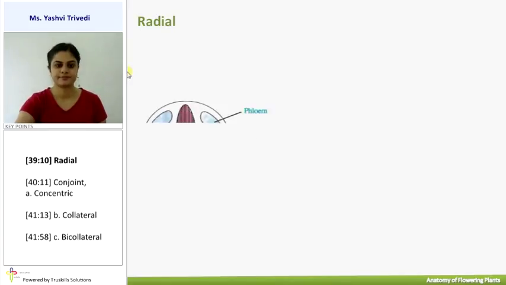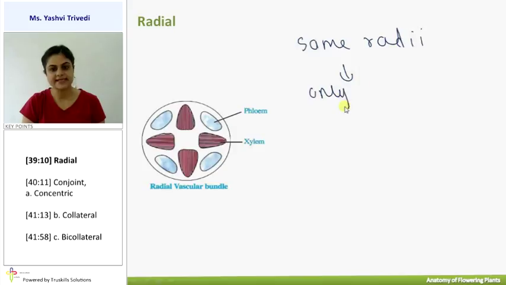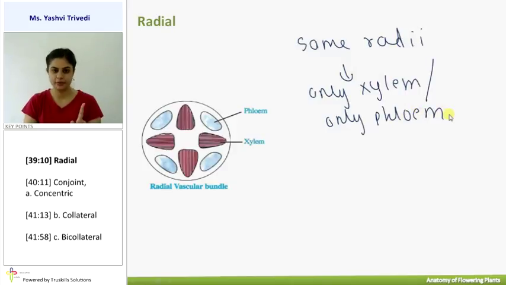Now let us see the types of vascular bundle. Vascular bundles are basically of two types. One is radial and another is conjoint. The difference between the two is that in case of radial, as you can see in the diagram, on the same radii, either only xylem or only phloem will be present. On the same radii, both won't be together.